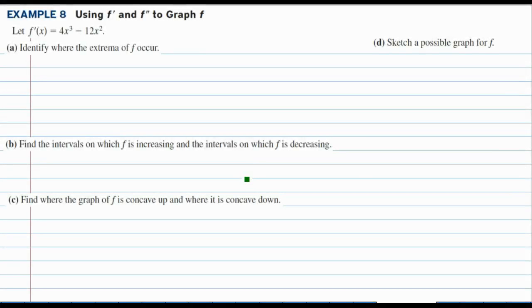This is Screencast for section 4.3, example 8. We're going to use f prime and f double prime to graph f. Now we've already done this in a previous example, but this is officially where the book introduces it, and practice makes perfect, so we're going to do it again.